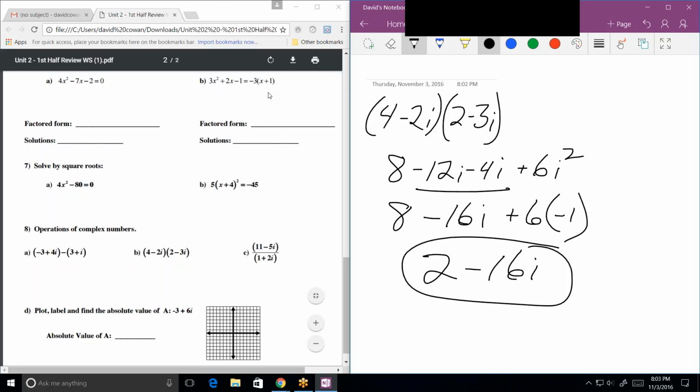You leave i as i, but anytime you come across an i squared, you change it to minus 1. Anytime you come across an i cubed, you change it to minus i. And anytime you come across an i to the 4th, you change it to 1, because i to the 4th is i squared times i squared. Okay?